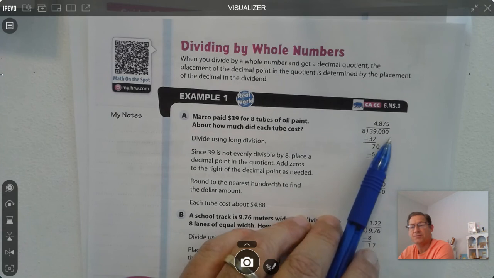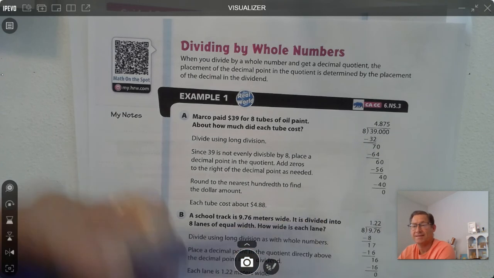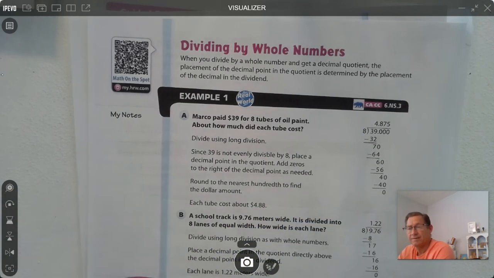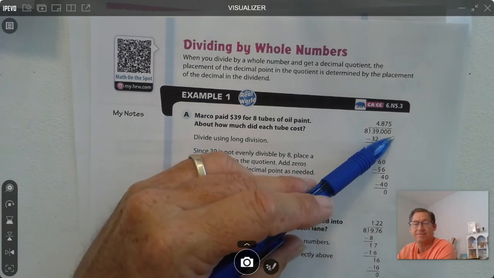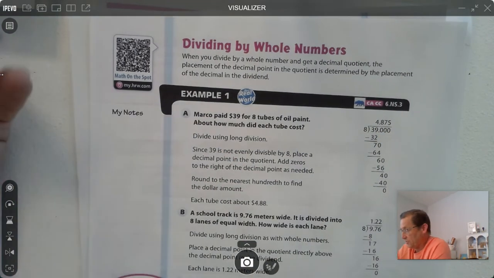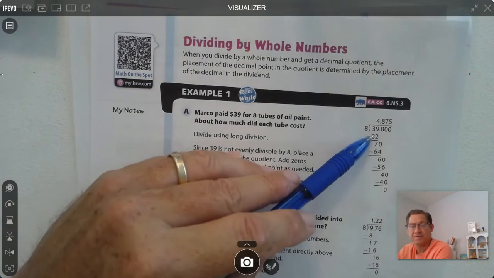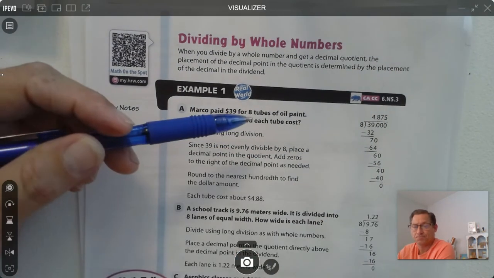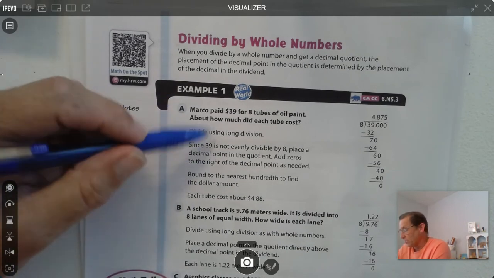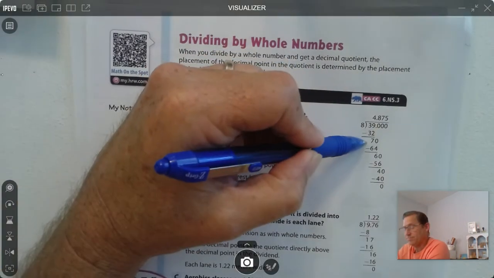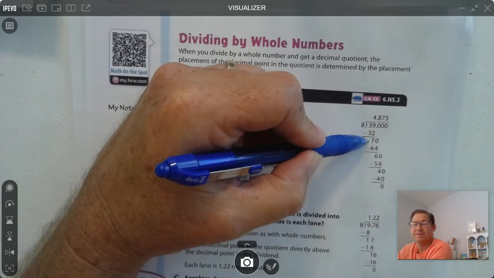And if we have to add extra zeros to terminate the decimal or to get it to a point where it would repeat, we would add extra zeros in the dividend. All right, so we're going to divide using long division. Remember, we're going to think of this as just 39 divided by 8, and then we'll worry about placing the decimal at the end. So 8 times 4 is 32. When we subtract, we're going to get 7.